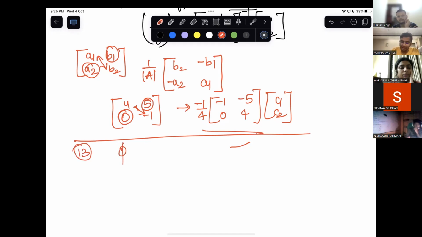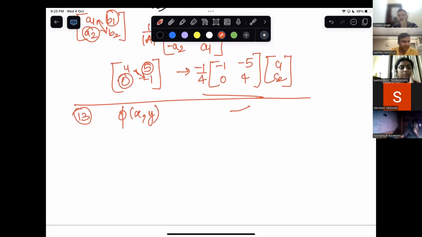We know that phi of x comma y is again a function thing. I know it would be new for a few people over here, but still, I would say just take it from me. We are going to dive into this concept very soon. No worries, and if you have any sort of doubt, keep posting in the comments. We would definitely answer those questions.